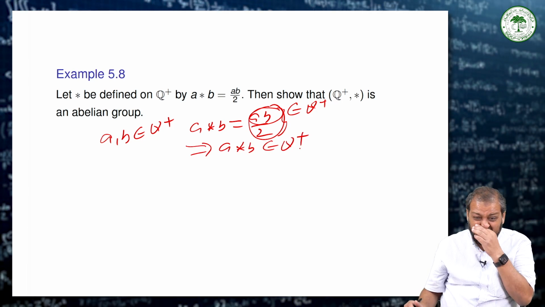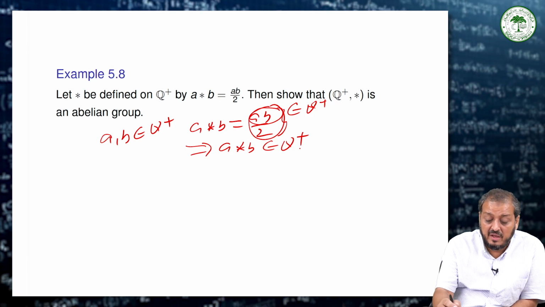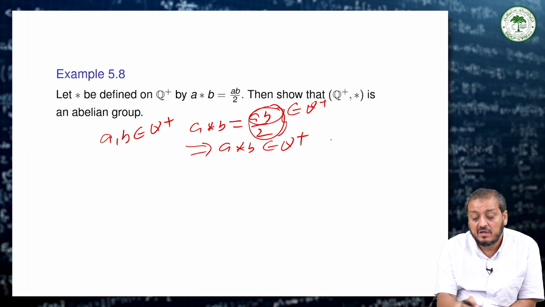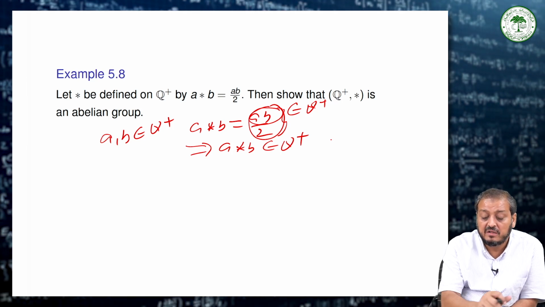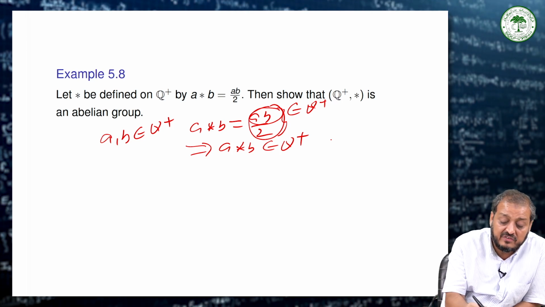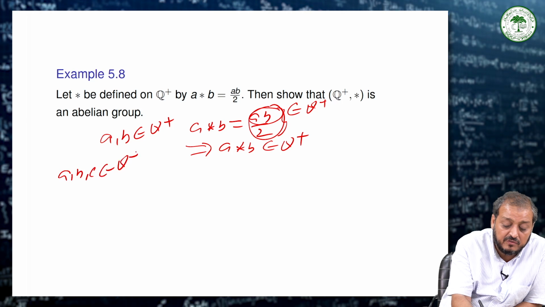So we have to say that it satisfies the condition that A star B also belongs to Q positive. So we say that under the binary operation this is closed. Now we check the associativity. Take A, B and C as elements of Q positive.